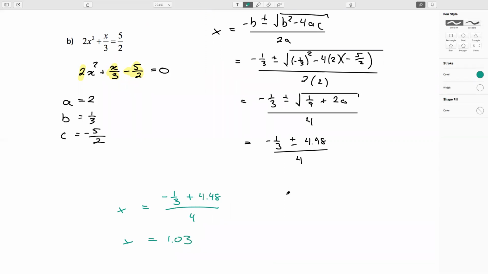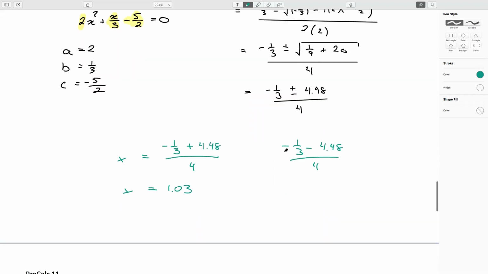If we do the subtraction, negative 1/3 minus 4.48 over 4, x will equal negative 1.2. So we've got a couple of different options here. Both of these are answers to the equation, and if you went and you put these values in for x into your original function, it will equal 0.